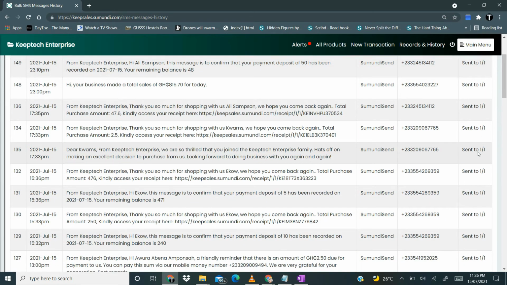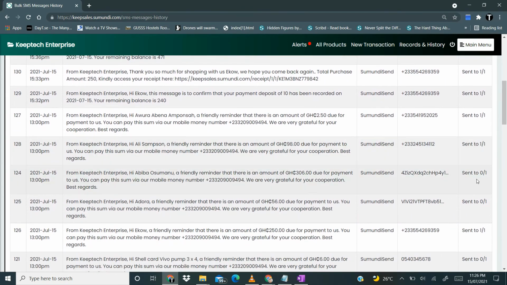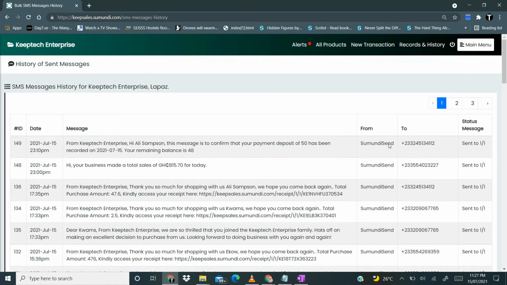Usually if it wasn't a success, you see something like this: 0 of 1. Over here you can easily tell that the reason why this couldn't go was because this isn't a proper contact that the message can be sent to. So the message wasn't actually successful. So this is how you are able to check your SMS messages to your clients.